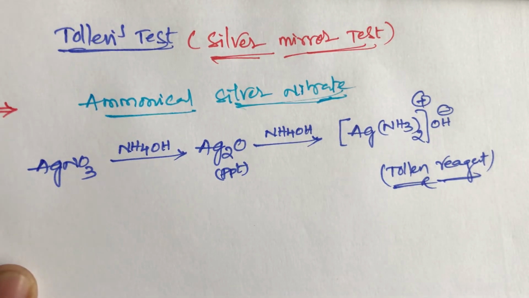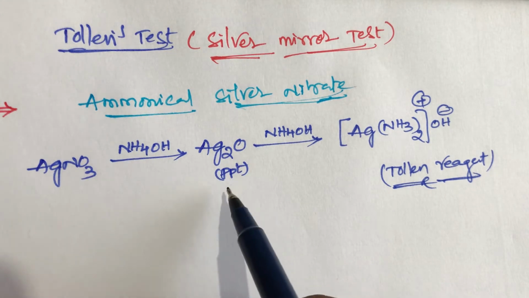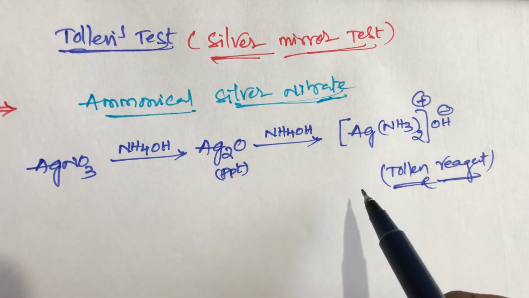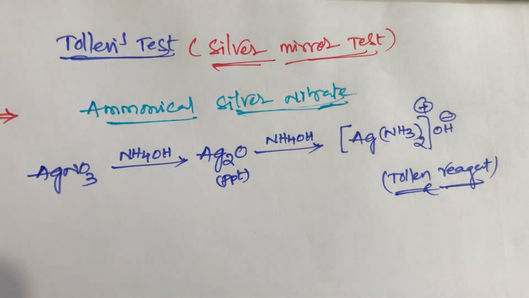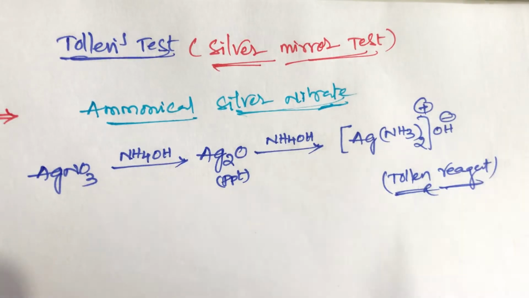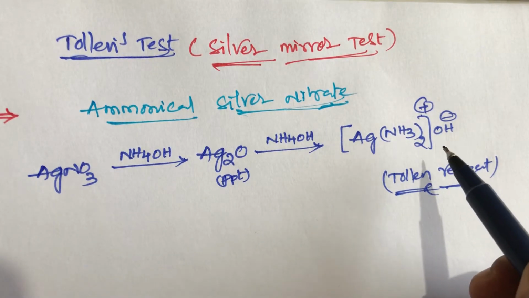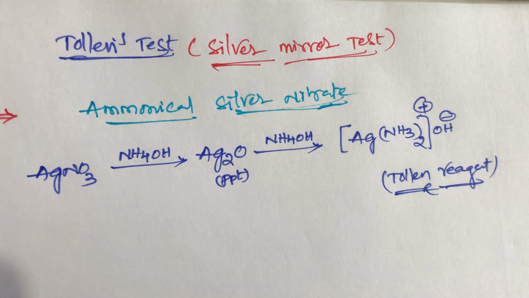This is the simple trick, students, for how to prepare ammoniacal silver nitrate. When AgNO3 dissolves in ammonium hydroxide, Ag2O precipitate is formed. This precipitate again dissolves in ammonium hydroxide to form a silver complex, that is Tollens reagent. It is called a cationic complex, a positive cationic complex, present in basic medium. This is the freshly prepared ammoniacal silver nitrate, students.